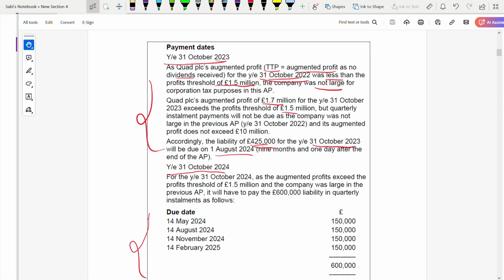So it has to pay the 600 corporation tax in quarterly installments. Remember, it's 14, 14, 14, 14. So starting from the 7th month, and because it's a year, 12 months, there are 4 quarterly installments: 7 month, 10 month, 13th month, and 16th month. And it's equal installments. So 600 divided by 4, that's why it's 150,000. The only thing is we have to find out the months.